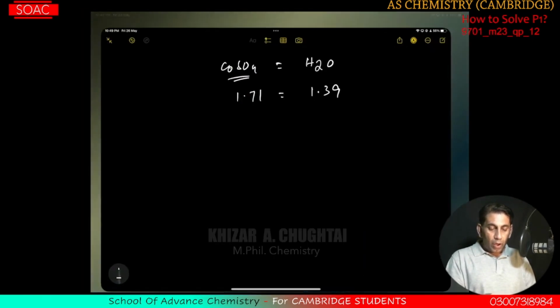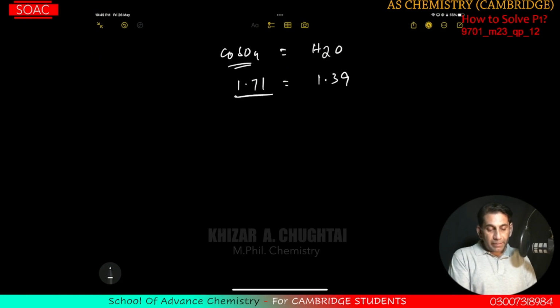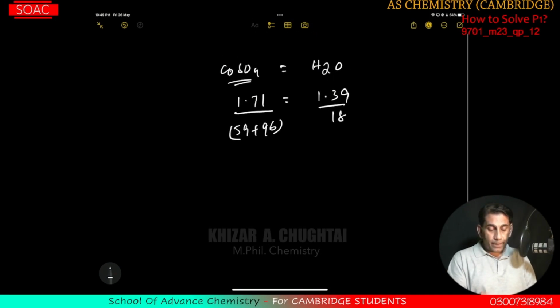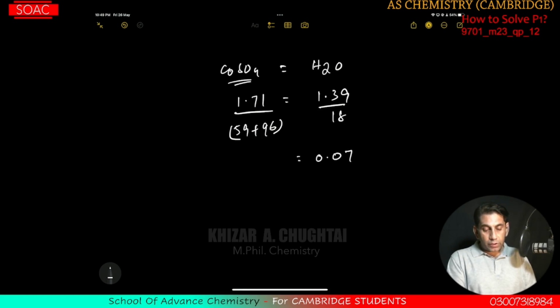Okay, now it is divided by its MR. MR is equal to 59 plus 96, and its MR is equal to 18. In this case, you can see that... what is the answer? Let me check. Let me find the answer of these expressions. 1.39 divided by 18. The answer is 0.077. What about this one?